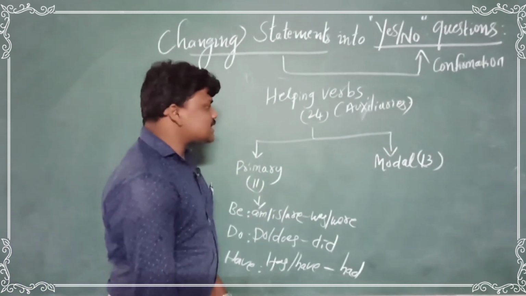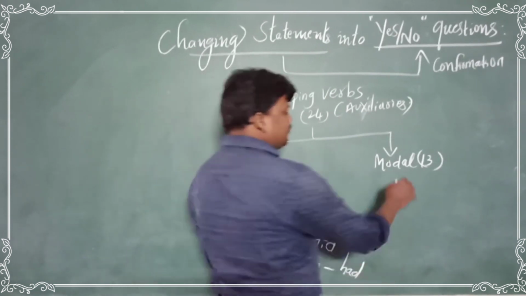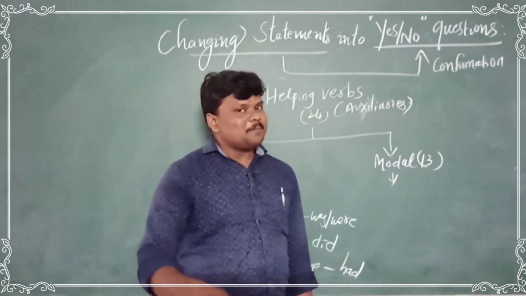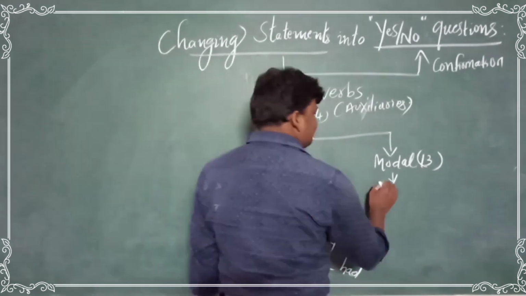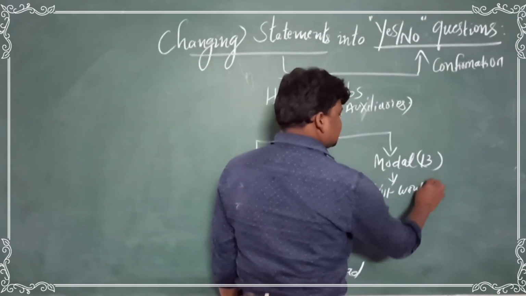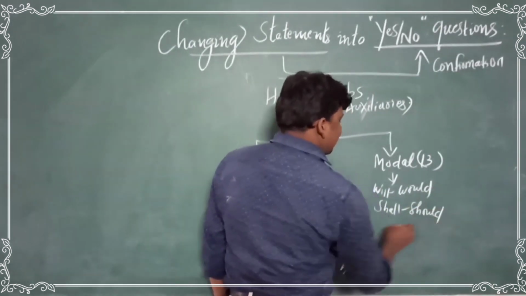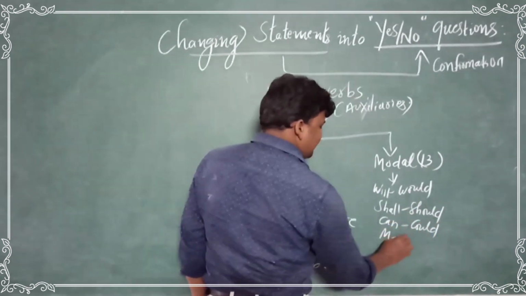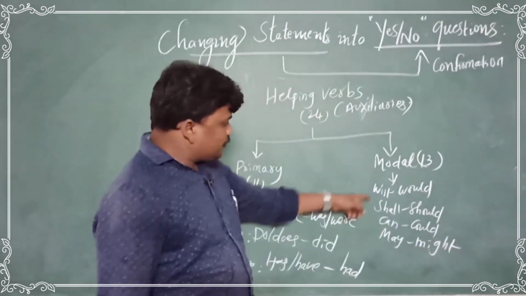And let's get into the second type, modal auxiliaries. Very easy to remember. Will, would, shall, should, can, could, may, might, must, need, dare, ought to, used to. Okay? Fine, my dears. Modal verbs: will, would, shall, should, can, could, may, might. See, four to the eight.